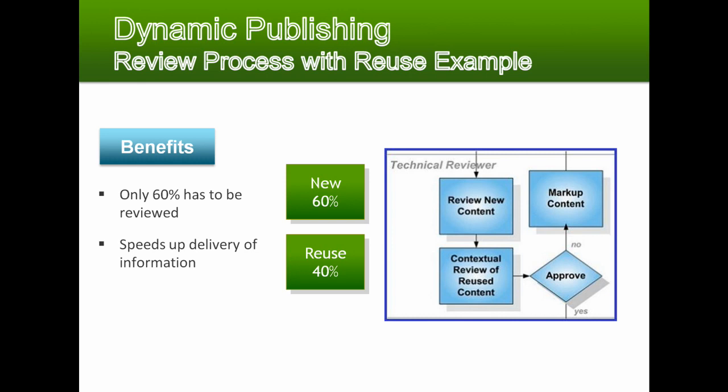And for the contextual review of the reused content, they can see which content is reused because it has a shaded background or some other visual indicator. They don't have to perform a full technical review of that content. They already know it is technically accurate. It's just a check of whether the reused content can be used within this context. So overall, the process with reuse has a much lower cost than the process without reuse.